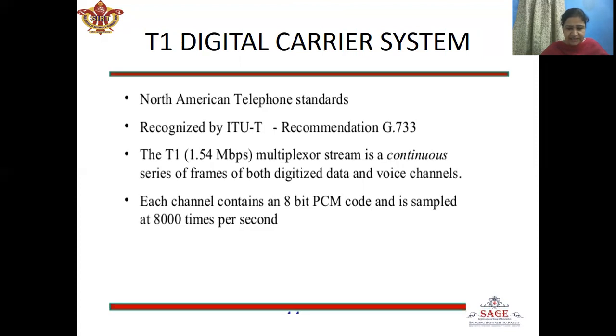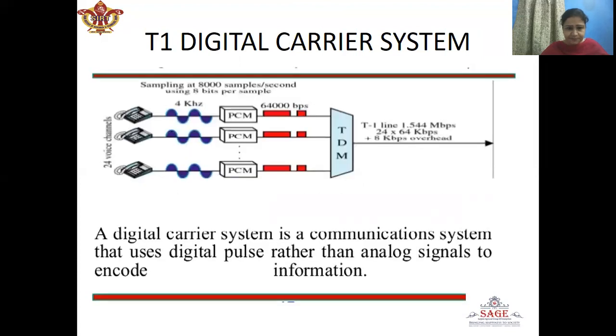At the destination, the signal is companded, decoded, and demultiplexed, making available 24 original signals. So in this figure, we can see the representation of the T1 digital carrier system. Here we have 24 voice channels, which is used in telephone lines using coaxial cable.